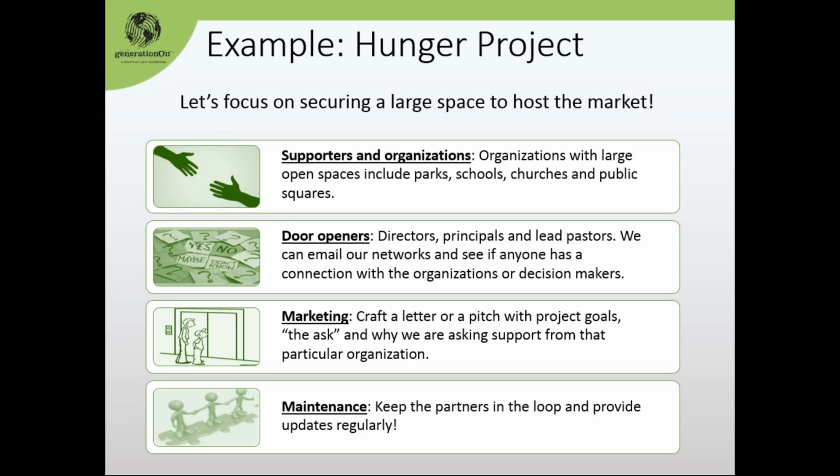And then the second part is you want to start prepping the ask. What are you hoping to gain? Again, we're looking for a large space to host this monthly market. So you're going to say that that's what you're looking for to make your project a success.